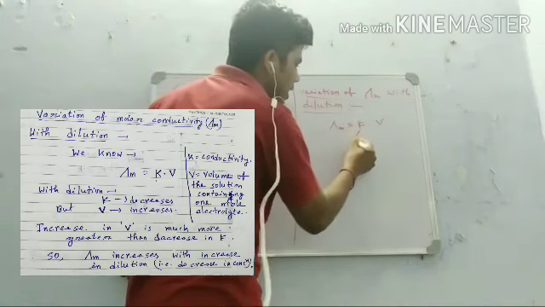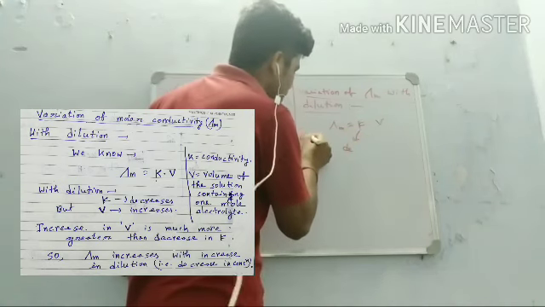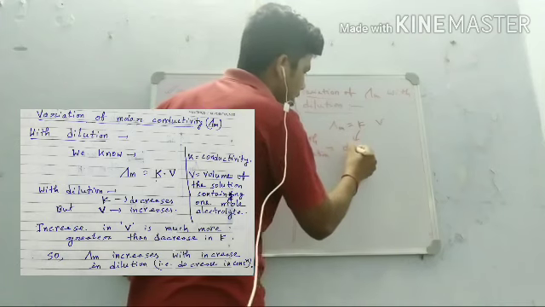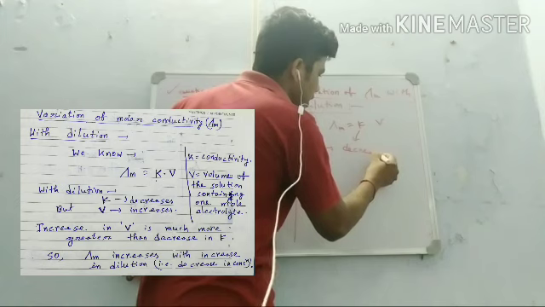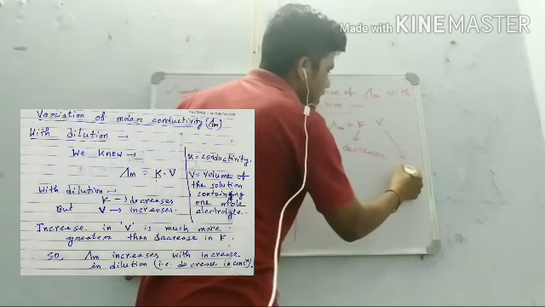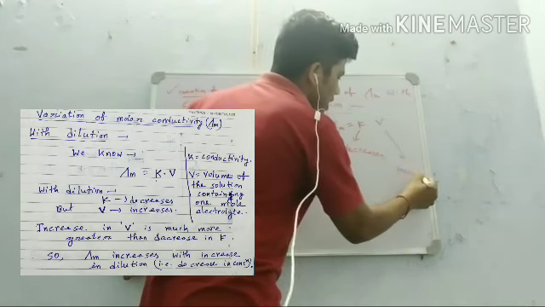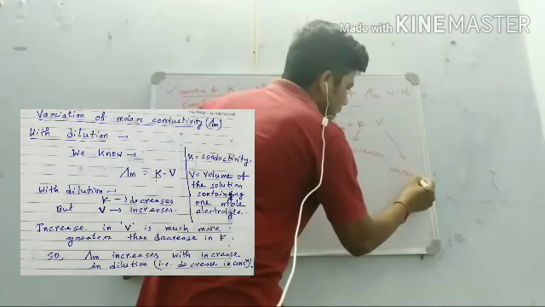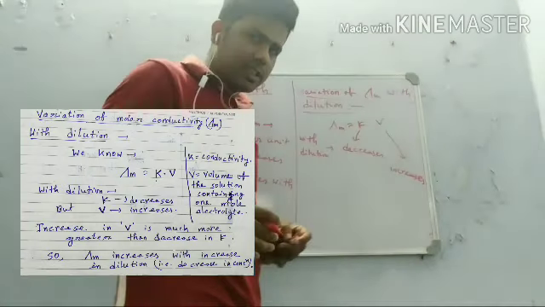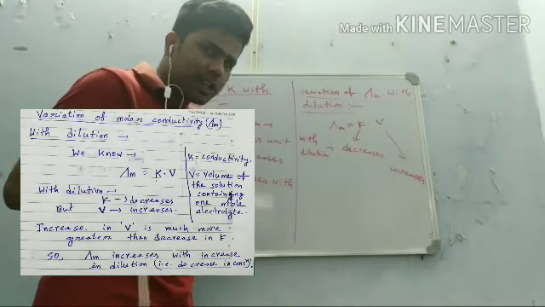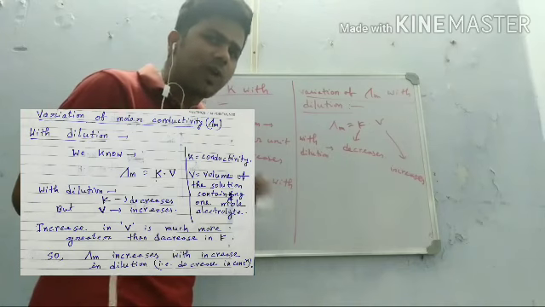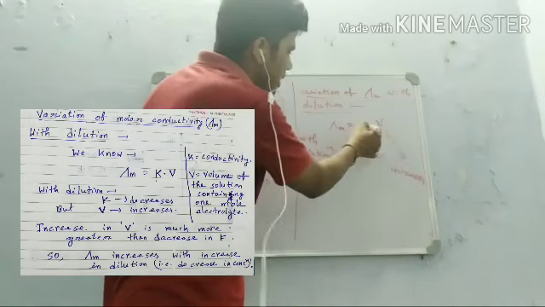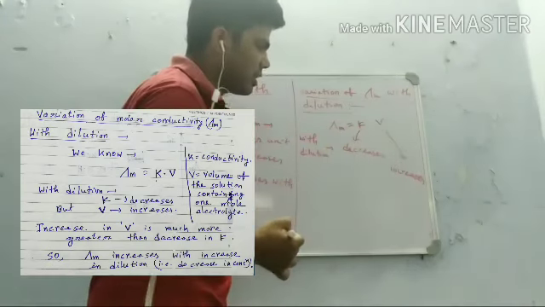With dilution, we already discussed that kappa decreases. But V increases. Why does V increase? Because with dilution, the volume of the solution increases. So the volume of the solution containing one mole of the electrolyte increases. So V increases, but kappa decreases with dilution.